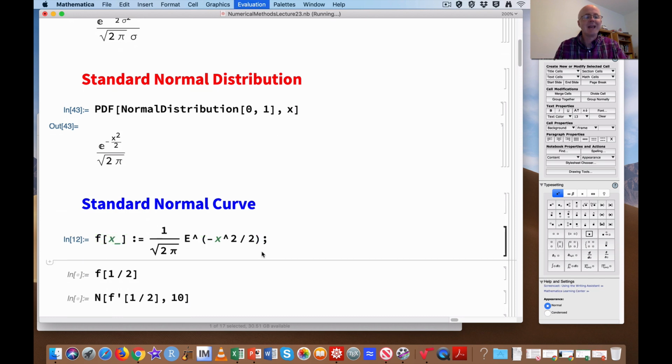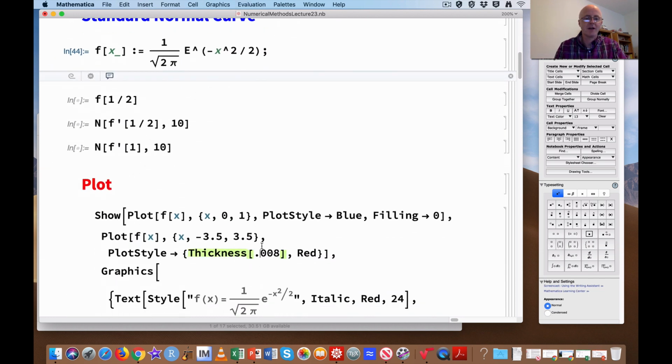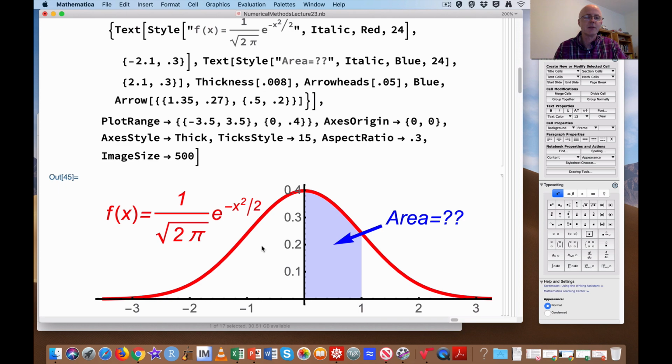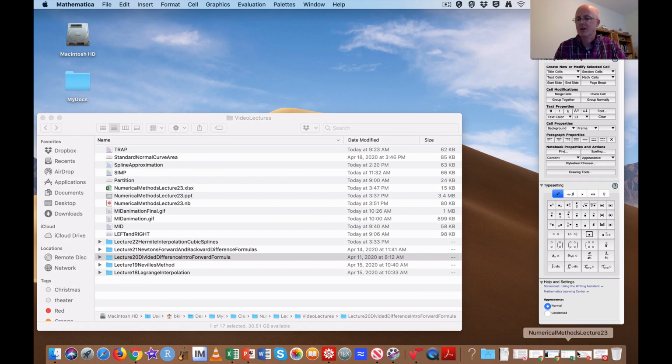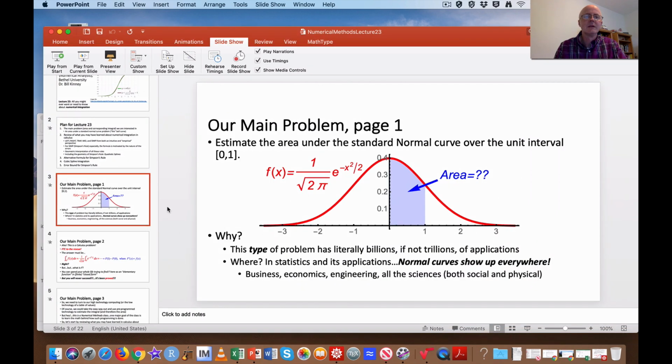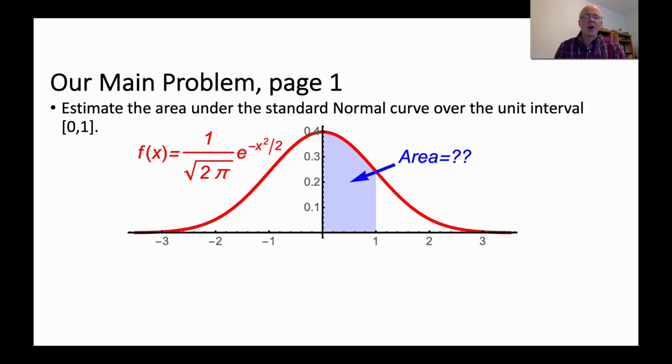And then, for example, I can enter it into Mathematica and I can plot it. And here's the plot that I just showed you in the PowerPoint. All right, so that's the first thing I wanted to show you in Mathematica. So let's go back to the PowerPoint now, and once again, look at our main problem.